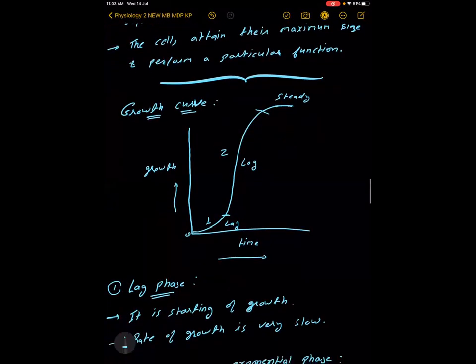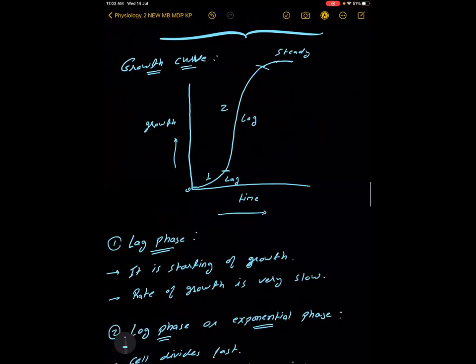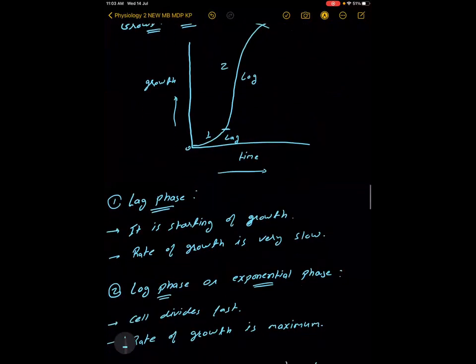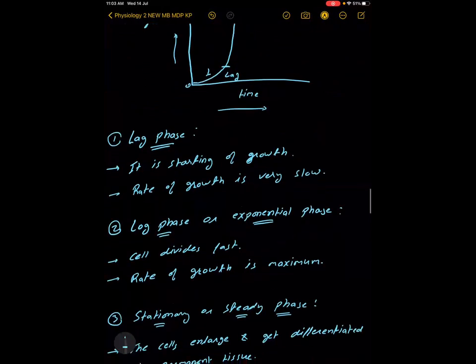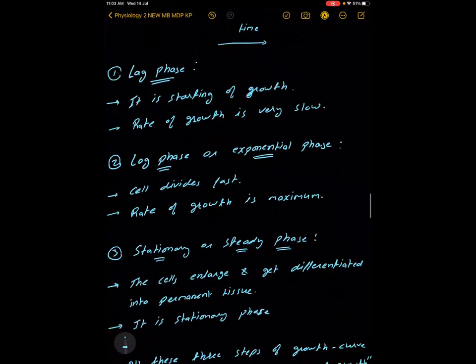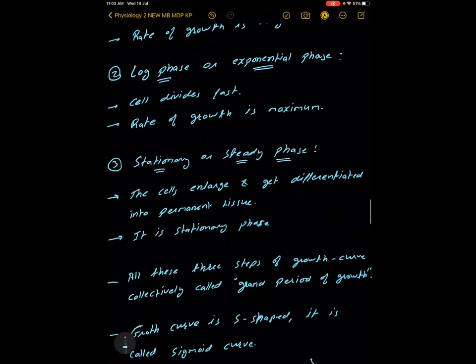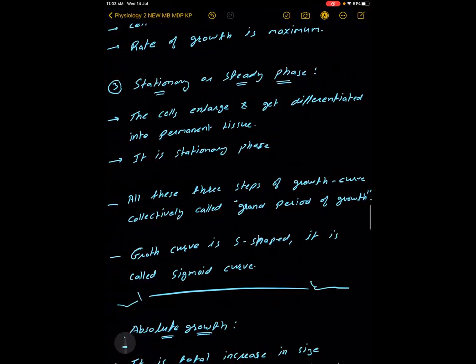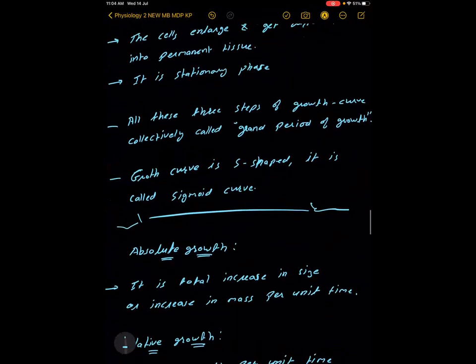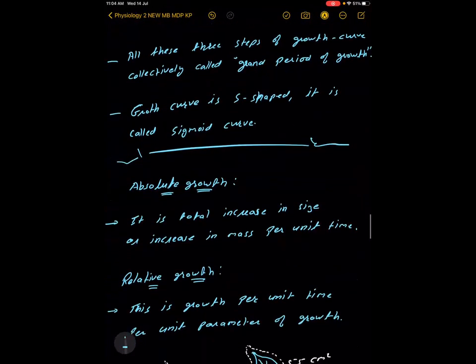Growth curve is there. There are three different phases: lag phase, log phase, and steady phase. In the lag phase there is very slow growth, and then exponential growth starts. In the exponential phase fast growth is maximum. In the stationary or steady phase, most of the cells are differentiated, so there is no division or very slow division. Some meristem is there only. Fine. So overall, this growth curve is sigmoid or S-shaped.